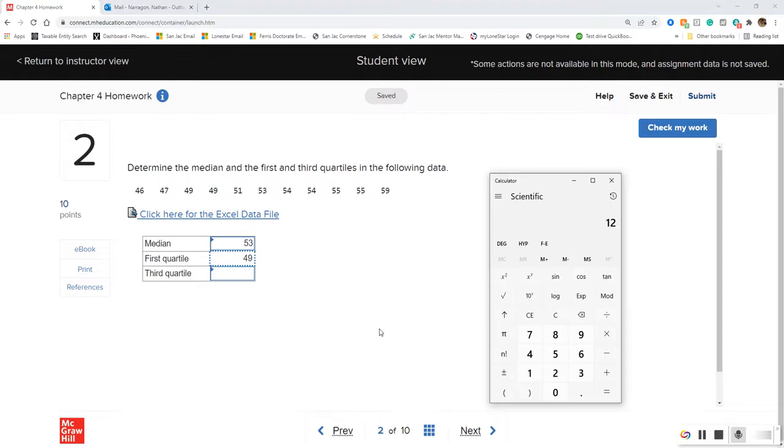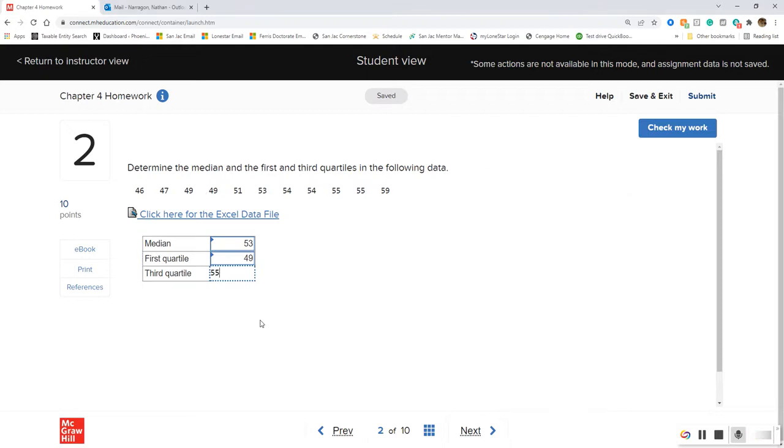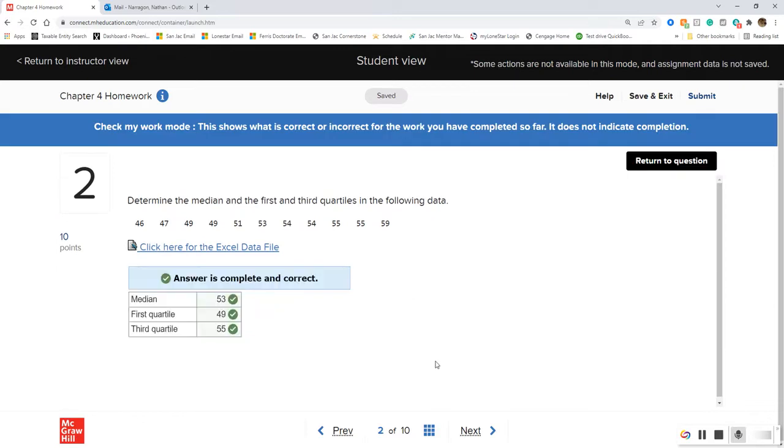Same thing. Taking that 12 multiplied by 0.75 shows us our 3rd quartile is in the 9th position. So 1, 2, 3, 4, 5, 6, 7, 8, 9. Happens to be 55. All right, there we go. Check. And our numbers are indeed correct.